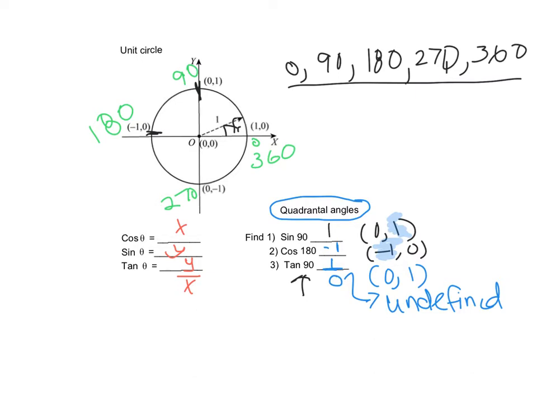Okay, so that is the idea of how we would use quadrantals. You just have to remember that cosine is my x, sine is my y, tangent is my y over x. And then you have to remember the quadrantals are the ones where the axis hits the angle. And these are the exact values.